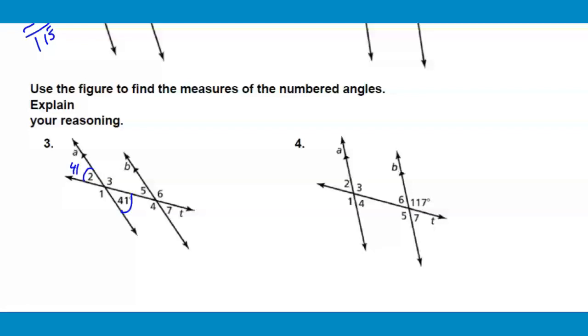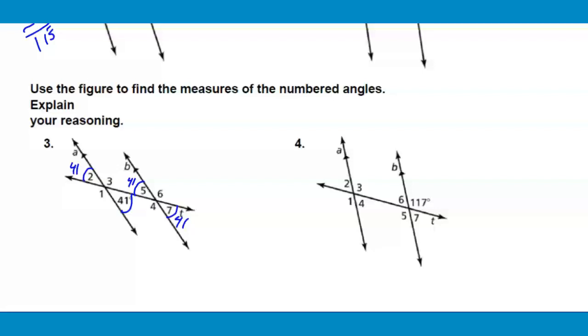The given angle of 41 and angle 7, they're corresponding. They're both below the transversal and to the right of the parallel lines. So this one's 41. And if I look across from 7, there's another vertical angle, so that one's 41.